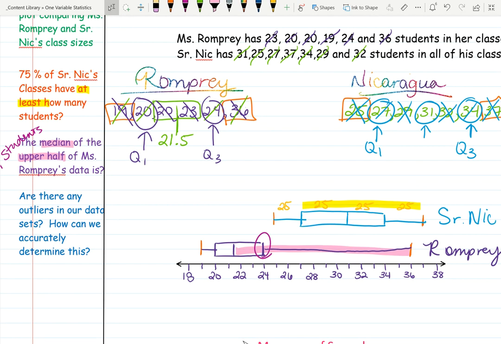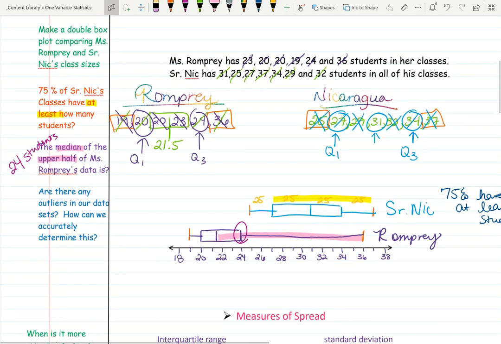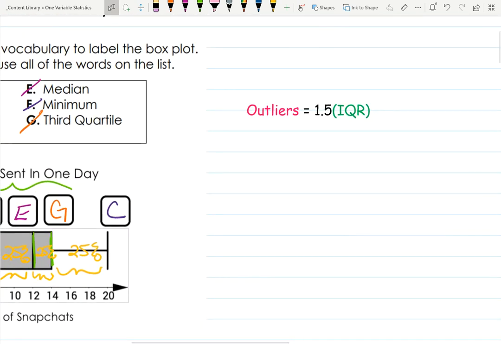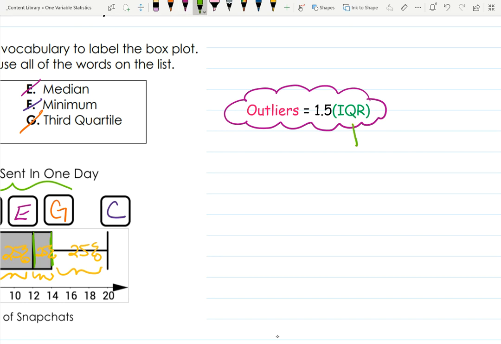Are there any outliers in our data sets, and how can we accurately determine this? So are there any outliers? Somewhere I want you to make yourself a note, because up till now you guys are like, hey, it looks like it doesn't fit. It's an outlier. Well, there's actually a rule. So when you're determining whether something is a true outlier, it is outside of 1.5 times the IQR. So if you don't remember, the IQR is our interquartile range. It's the range of the inner quartiles.